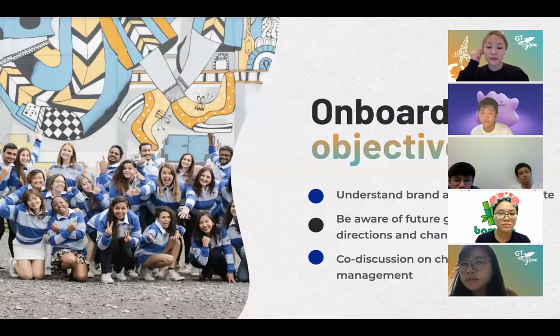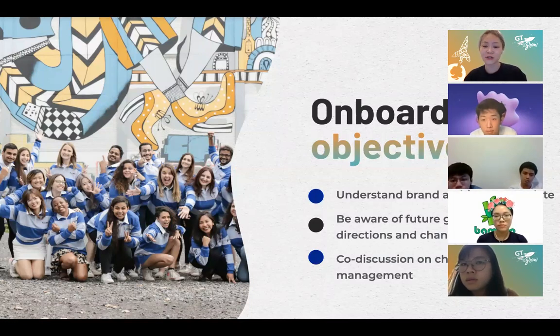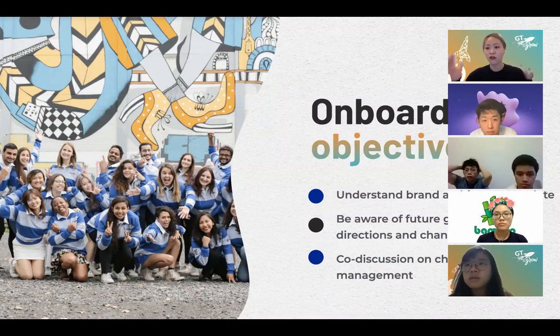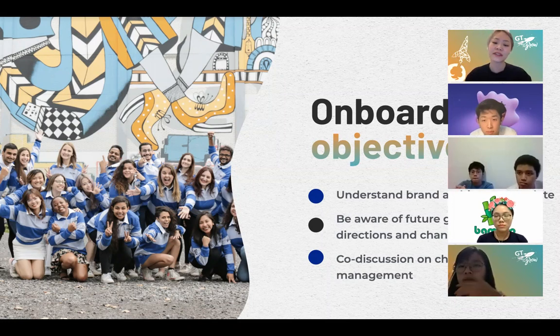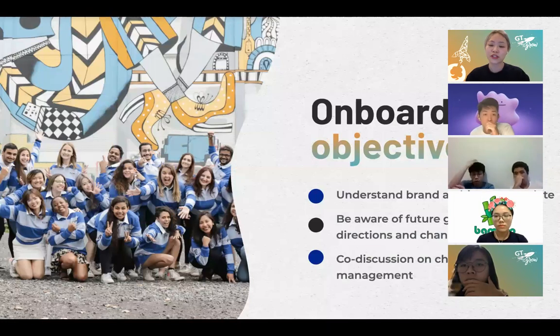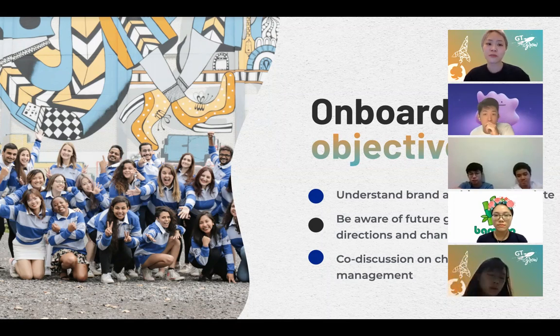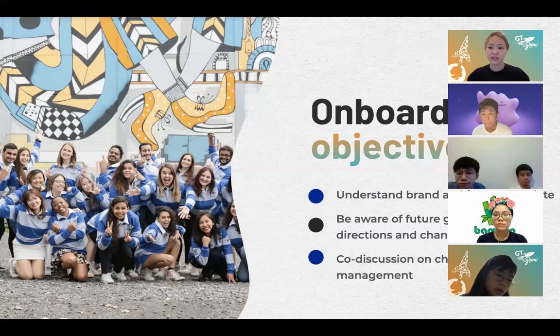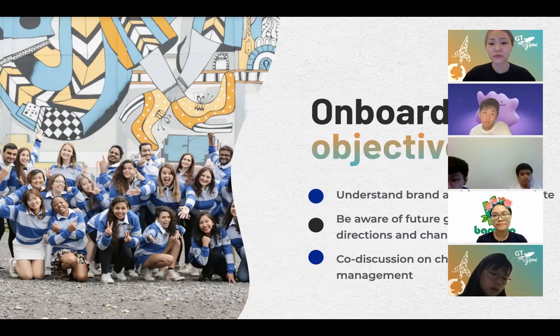So regarding the objective itself, we want you to understand what the final decisions are that we are going to make for the brand architecture for the overall internship program. And then again, let you be aware of what the future directions are and also what changes are needed. And perhaps, if we have time, we can also have a co-discussion on change management. But if we don't, we also provide you a tool where you can put all of your thoughts and inputs, so next the AI team can consider all of these things in the planning process.